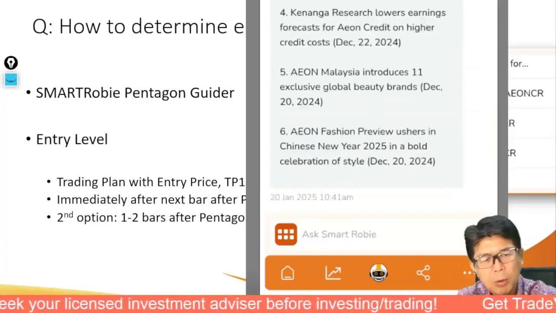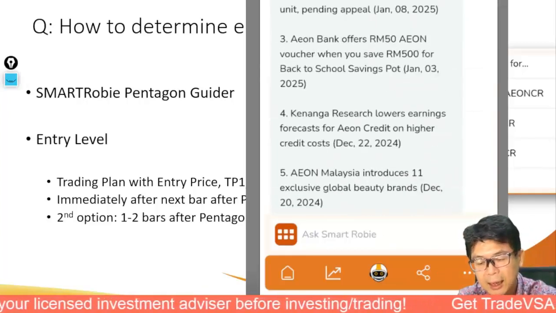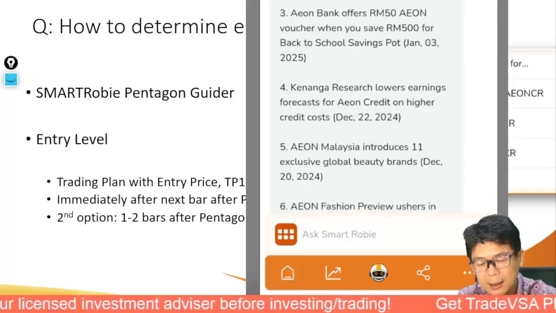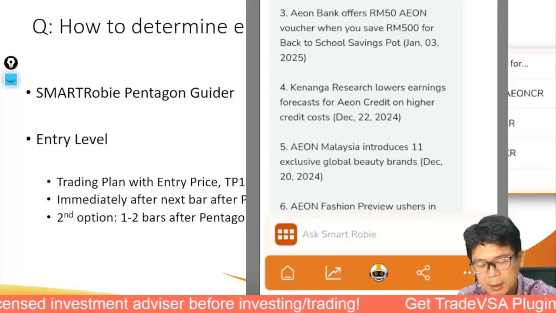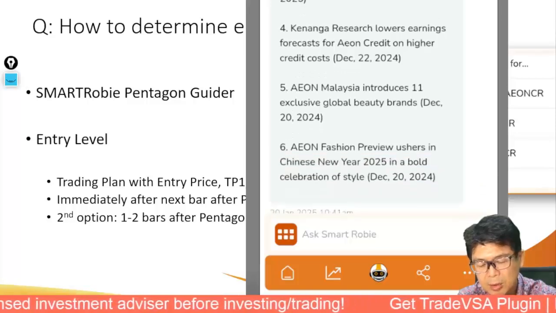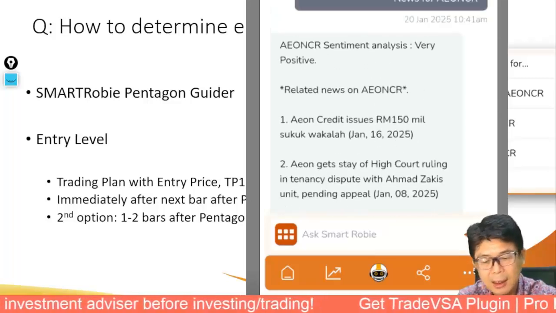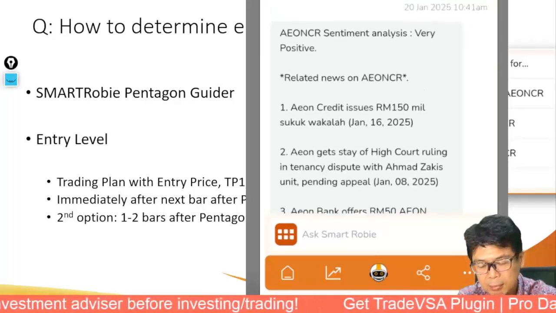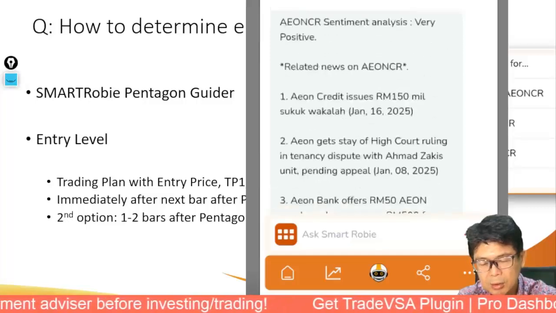It's sort of like SmartRobie will scan through all the news. Aeon Credit, stay high or court ruling dispute with Ahmad Zaki, the banks, lower coverage, that was in December, 11 new exclusive brands. So check out the sentiment analysis. The sentiment analysis is positive, okay? It's positive, right? But it did lower that. So let's take a look.